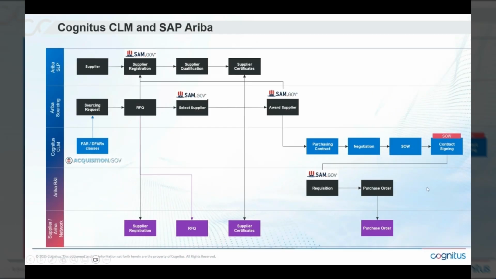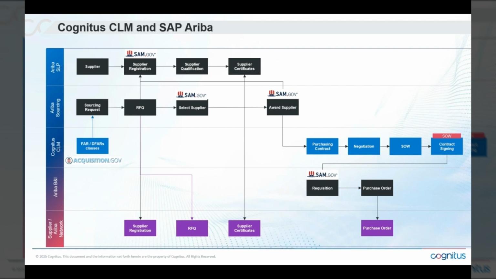Today, we're going to walk through the integration scenario between Cognitus' contract lifecycle management and SAP Ariba. The process will start in Ariba sourcing with a request for quotation. Using Cognitus' CLM, we're able to pull clauses like FAR and DFARS compliance clauses from acquisition.gov or other external sites to the front of the sourcing event.